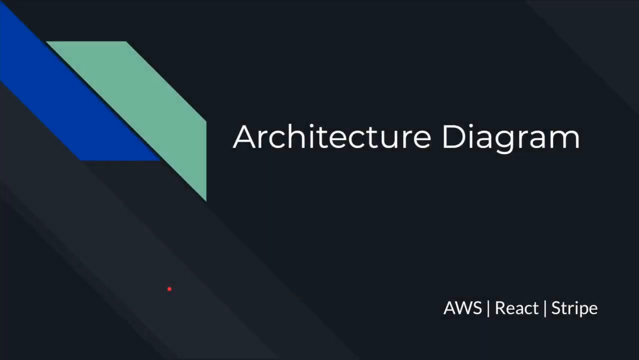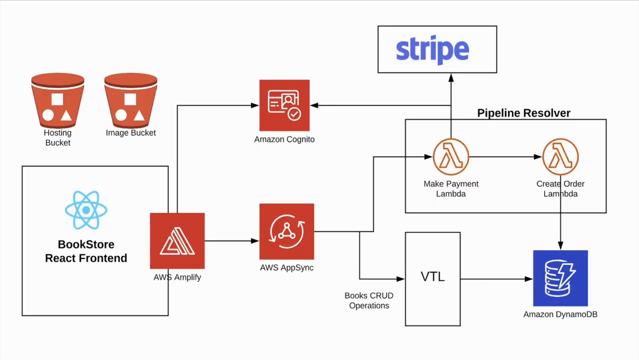Now let's look at the architecture diagram. It is not a very complex architecture that we have. We'll be using mostly serverless services. Starting from the front end of our bookstore, we'll be coding it in the React library. And the final application, we'll be hosting it on an S3 bucket, which has static hosting enabled. Then we also have another S3 bucket to store all the public images. These images can be accessed by anybody, authenticated or guest users.